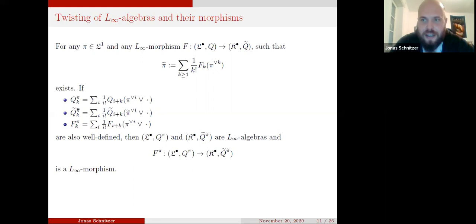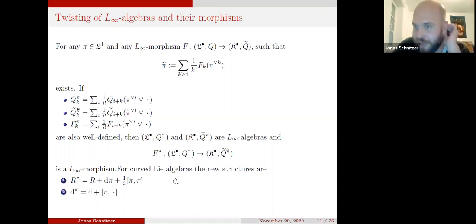So again, takeaway messages from this tiny part about L-infinity algebras. L-infinity algebras are a generalization of curved Lie algebras, and Maurer-Cartan elements get mapped to Maurer-Cartan elements via L-infinity morphisms. Actually, our examples of L-infinity algebras will be just curved Lie algebras, but the morphisms not. So you can basically forget everything about L-infinity algebras, besides the next slide, of course. For curved Lie algebras, we can twist also the structures, and what we get is a new curvature and new differential. The bracket stays the same. So this is just for later use. I will remind you when it's time.